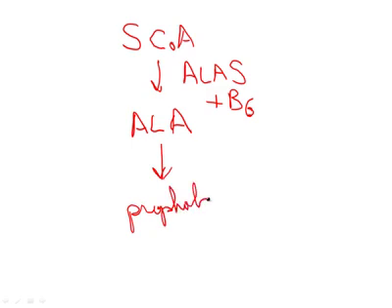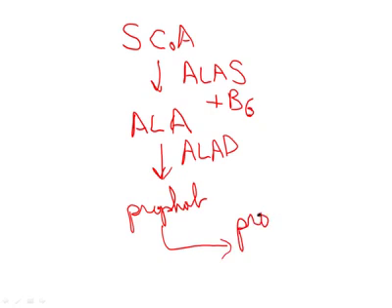P-O-R-P-H-O-B. Porphobilinogen. And the important enzyme that catalyzes this reaction is called ALAD, A-L-A-D, dehydrogenase. So ALAD. These are the first two reactions within this sequence. Now, there's a series of reactions that occur, a few more reactions, and then you get to the very final reaction. And in the final reaction, eventually you're going to generate protoporphyrin.